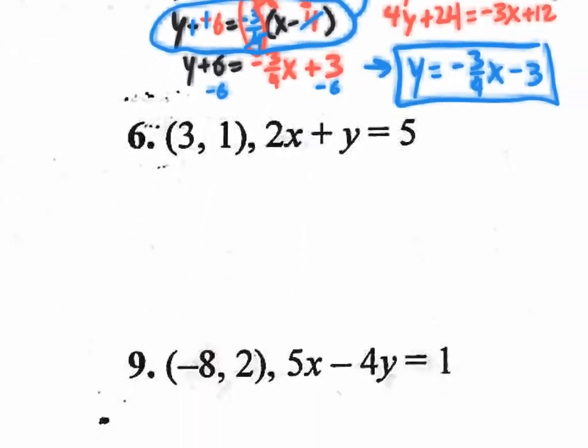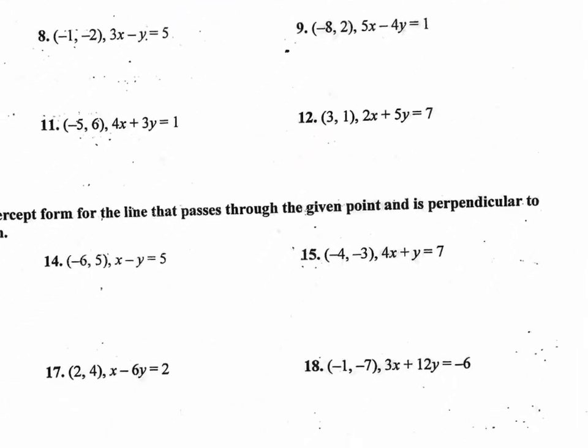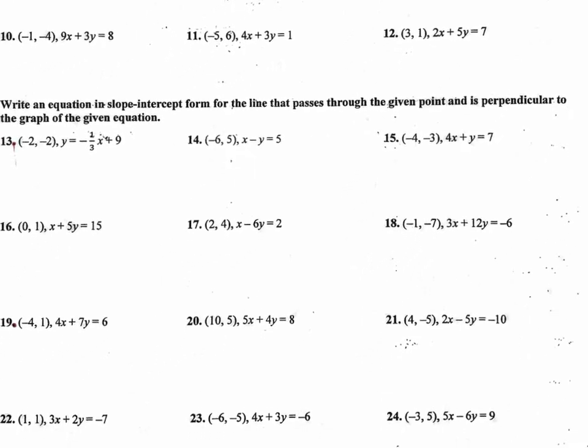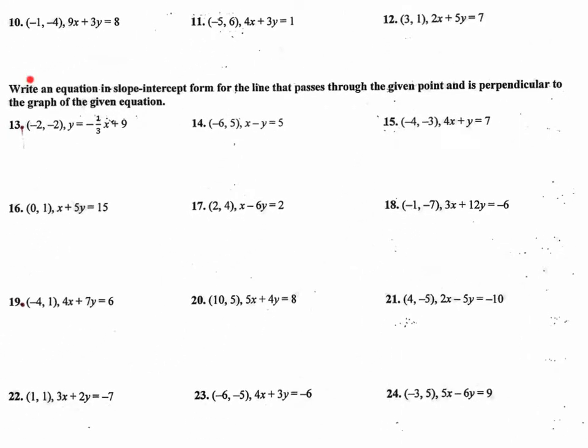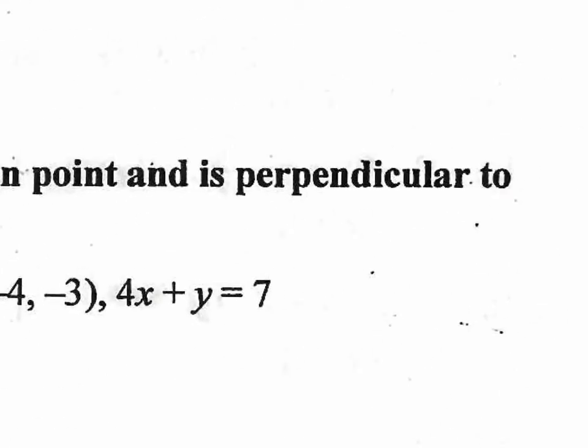So if we look at the second half of our homework, I'm only going to do a couple of these. You guys are going to do the rest. Down here it says, write an equation in slope-intercept form, so you want y equals mx plus b, for the line that passes through the given point. So they obviously give you a point, and it's perpendicular to the graph of the given equation. So just like on the first part, it says parallel to, that tells you that they give you the slope indirectly. Right here, perpendicular, it's telling you what is perpendicular.